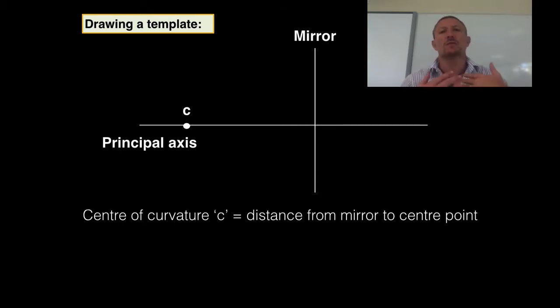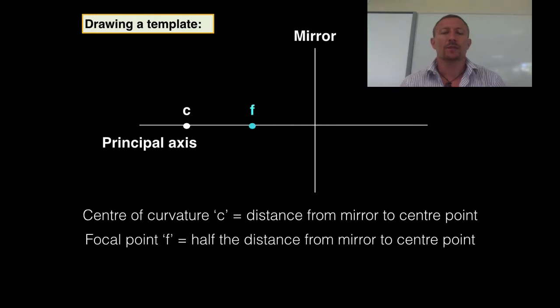So in your question you may be given that center of curvature and that will be important and you'll see that later on. Now the next point that we need to put on our template is our focal point. Our focal point can be deduced from half the center of curvature. That is where the lines are actually going to cross. That is the point where we will get an image which will form. So the focal point we put on as a little f and is always half the center of curvature. So you can see it's halfway up to the mirror. So I've placed my focal point on.